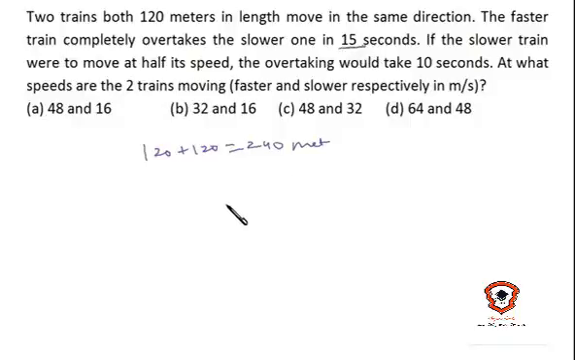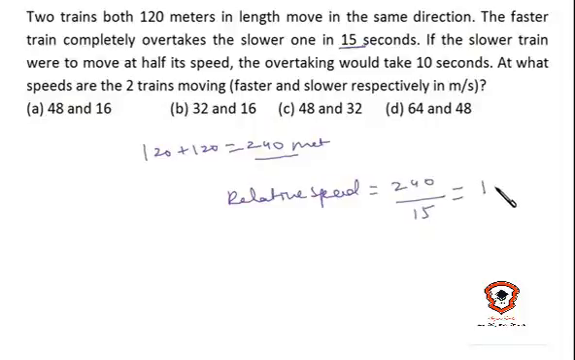seconds. That means the relative speed is, this is in meters per second, that is 240 by 15. That is 16 meters per second. Now from the options, you eliminate the options which are having a difference other than 16. So we can eliminate this, and the remaining are having the difference as 16 only, so the remaining 3 are applicable.